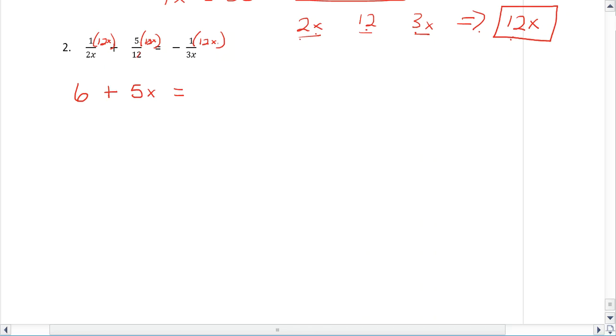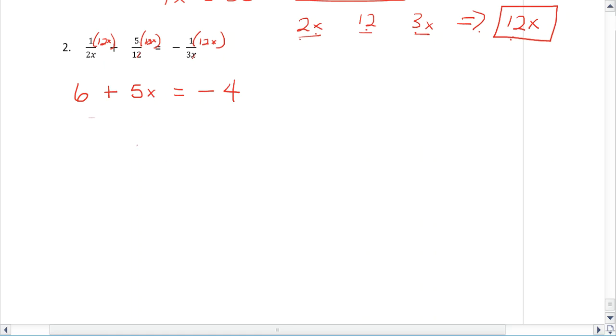And now I have negative 12x over 3x, so I'll keep my negative sign. The x's cancel, and 12 divided by 3 is 4. So please very carefully check that, do the math step. Make sure that's okay with you.